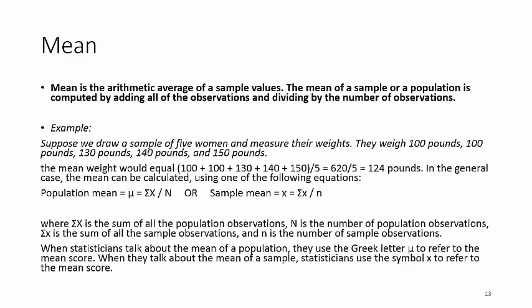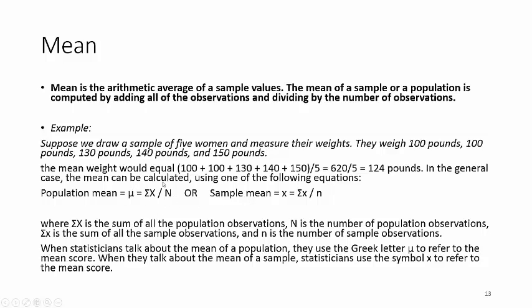So the following slides provide some detailed explanation and examples for these three measures of central tendency. For example, for the mean, suppose we draw a sample of 5 women and measure their weights. They weigh 100 pounds, 100 pounds, 130 pounds, 140 pounds, and 150 pounds. So the mean weight would equal 124 pounds.